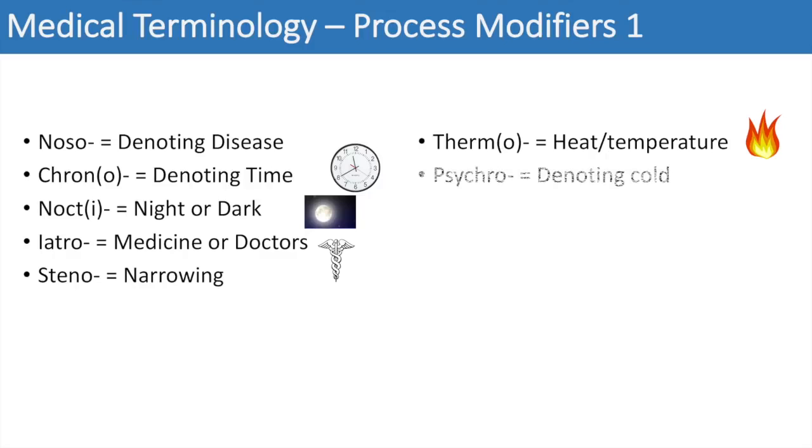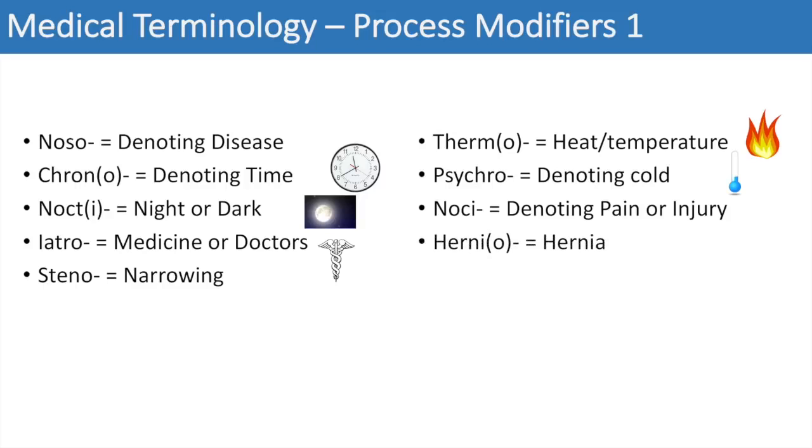So the next one is psychro, which denotes cold. So you might not hear this one too often, but you might hear psychrometer. The next one is nosa, which denotes pain or injury. So you're not going to hear this one too often, but you might hear nociceptor, which is just a pain receptor. So the next one is hernia or hernio, which just simply means hernia.